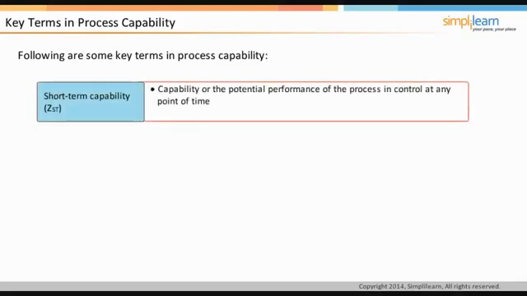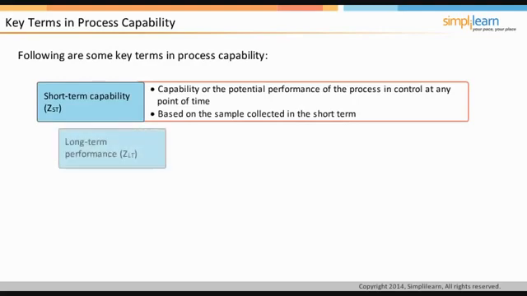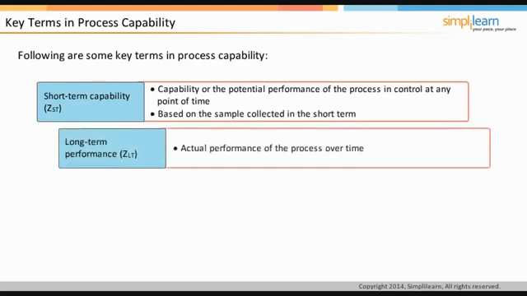ZST, or short-term capability, is the potential performance of the process in control at any given point of time. It is based on the sample collected in the short term. The long-term performance is denoted by ZLT. It is the actual performance of the process over a given period of time.